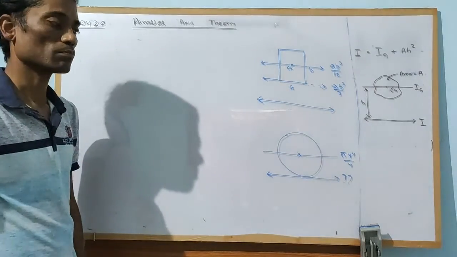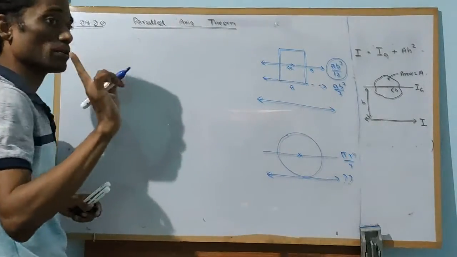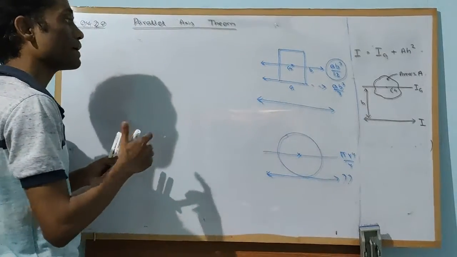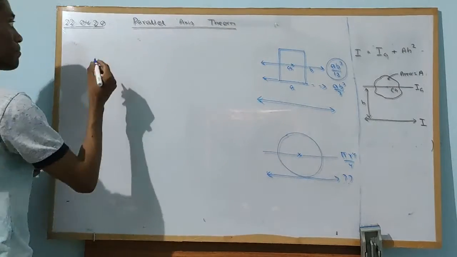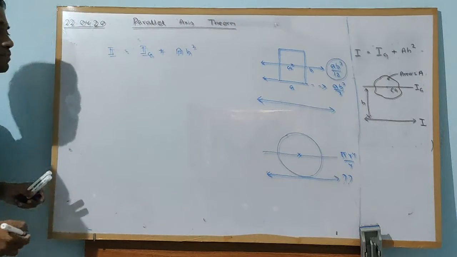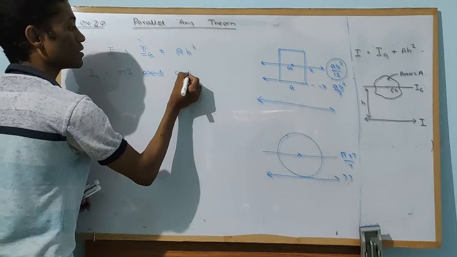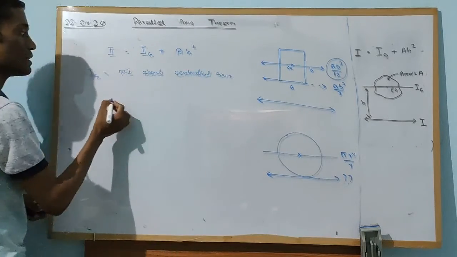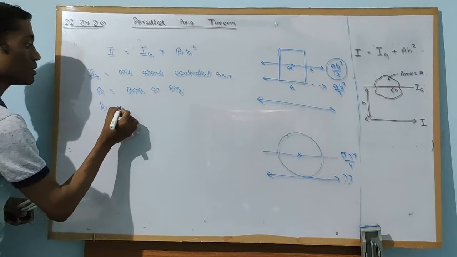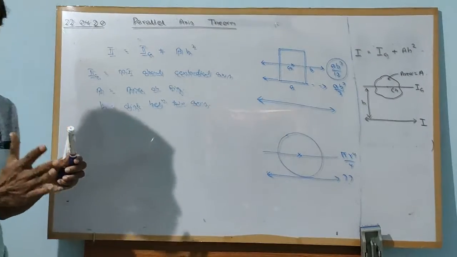Now what is the parallel axis theorem? Parallel axis theorem states that if we know the moment of inertia about the centroidal axis, just give importance to this word, not any other axis, then the moment of inertia about an axis which is parallel to this axis can be given by I is equal to Ig plus A H square, where Ig is the moment of inertia about the centroidal axis, not any other axis, centroidal axis. A is the total area of the figure. H is the distance between two axes. Two axes means the centroidal axis and the axis where you want to calculate the moment of inertia.